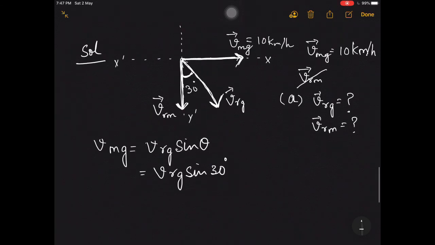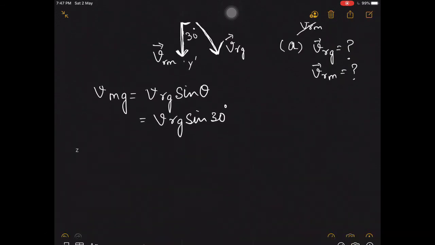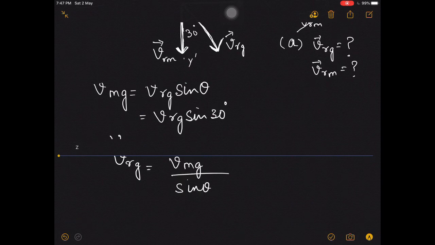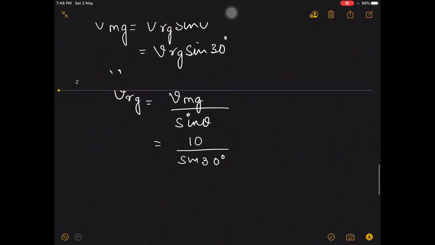So VRG will be VMG by sine theta. VMG was 10, so VRG is 10 by sine 30 degrees. If you do this calculation, you will get 20 kilometers per hour. So this is the value of VRG.